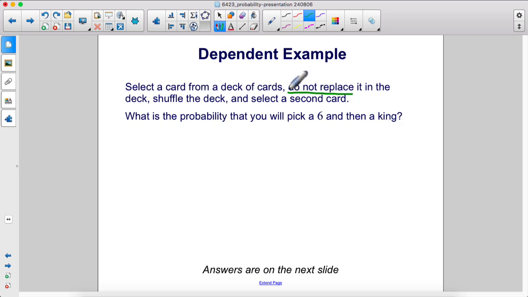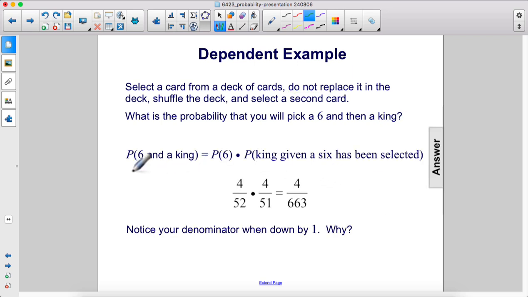As you can see, there's one less card in the deck when you go to choose the second card. So the probability will be different. Alright, so the probability of picking a 6 and then a king is the probability of picking a 6, which is still 4 out of 52. Then the probability of picking a king, now that we're missing a 6 from the deck, is 4 over 51. The denominator went down by 1. Why?